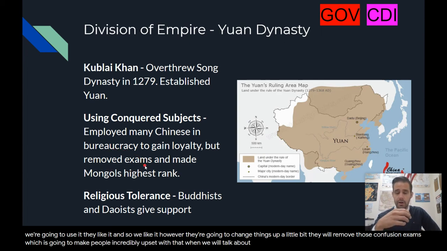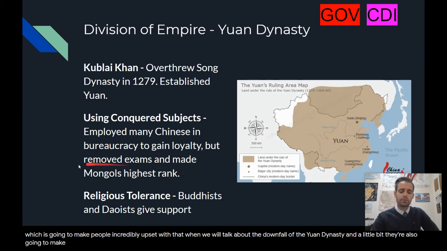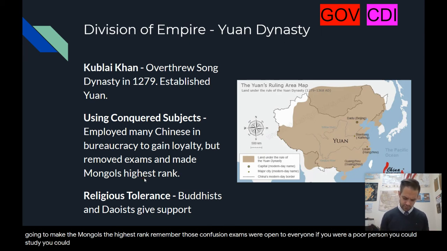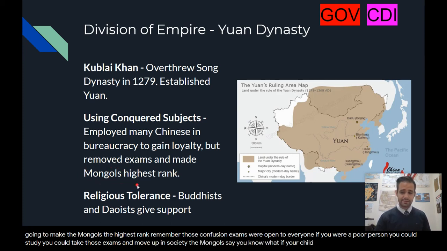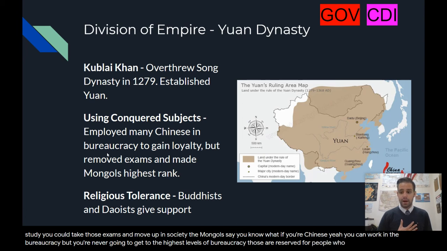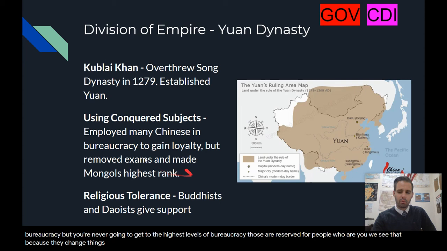And we'll talk about the downfall of the Yuan dynasty in a little bit. They're also going to make the Mongols the highest rank. Remember, those Confucian exams were open to everyone. If you were a poor person, you could study, you could take those exams and move up in society. The Mongols say, you know what? If you're Chinese, yeah, you can work in the bureaucracy, but you're never going to get to the highest levels of bureaucracy. Those are reserved for people who are Mongol, people like us.